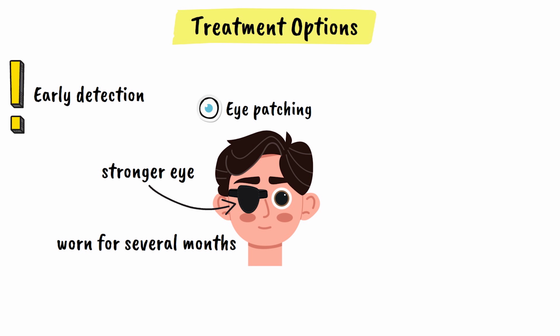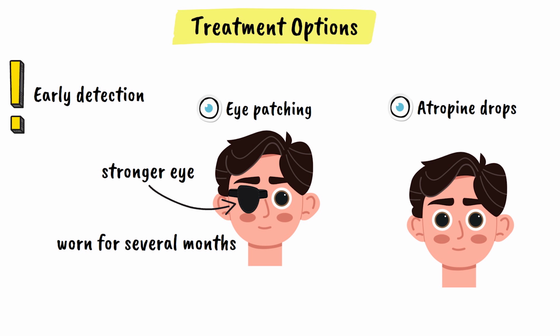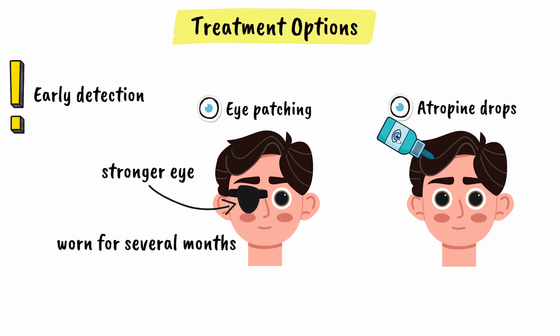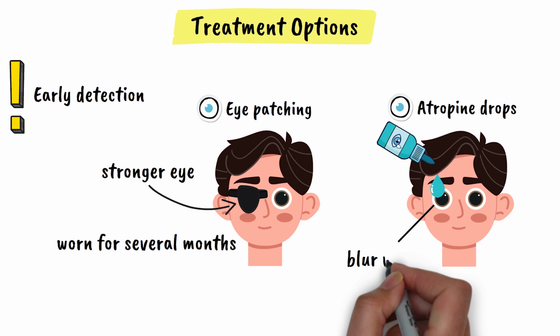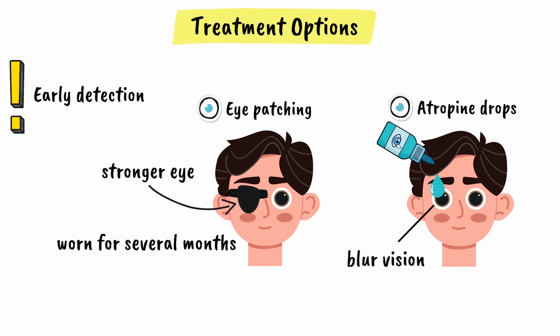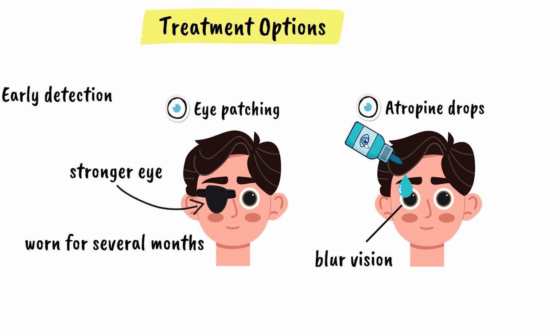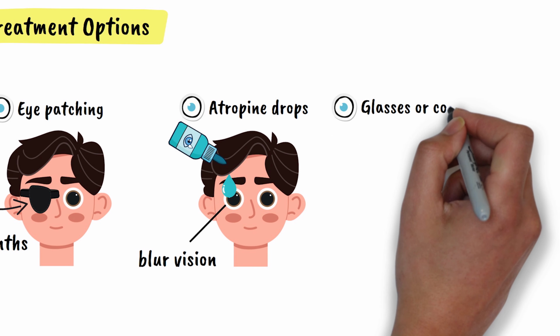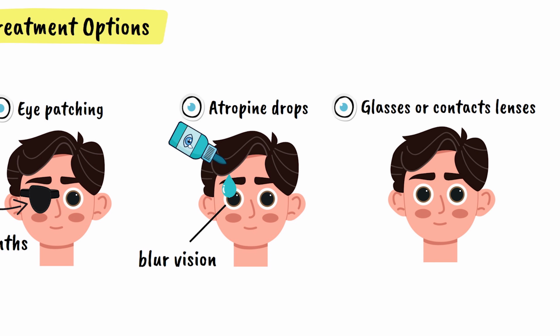Another option is atropine eye drops. These drops blur vision in the stronger eye, forcing the weaker eye to work. The drops are used once or twice a week. Glasses or contact lenses are essential if the amblyopia is caused by refractive errors. Correcting the focus difference is the first step.